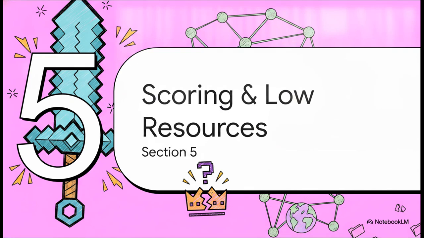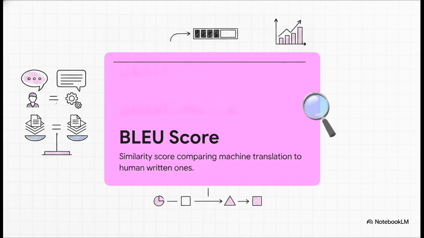Finally, Section 5, Scoring and Low Resources. This right here is the final boss battle of machine translation. How do we objectively grade the AI's homework, and what do we do when we want to translate languages that don't have a massive footprint on the internet? Well, first, to grade it, we use a metric called the BLEU Score. Basically, we bring in expert human translators to whip up some top-tier reference translations. Then we compute a hard mathematical similarity score by comparing the machine's attempt directly to those human benchmarks. It's a way to give engineers a concrete, undeniable number to prove the AI is genuinely getting smarter.